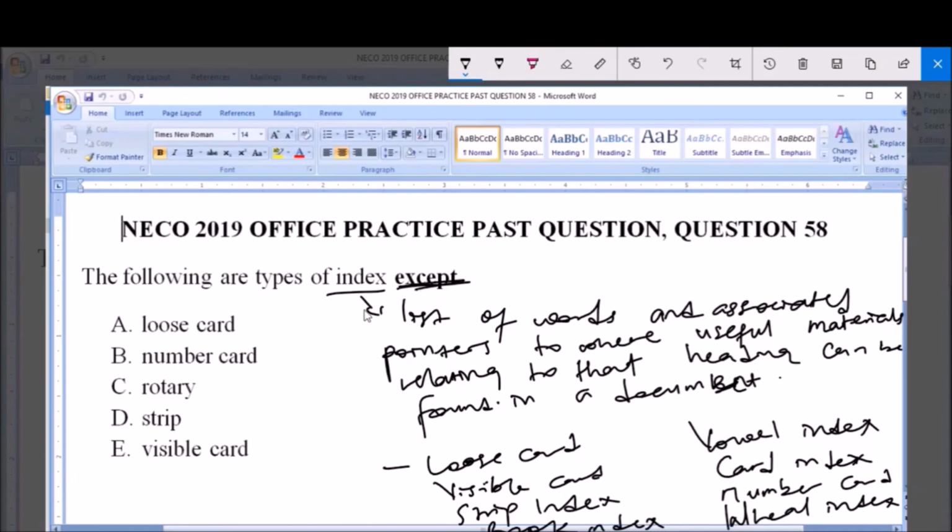And looking from this, you see that option C, rotary, is not a type of index, because we have the loose card index, the number card index, the strip index, and also the visible card index. So rotary is not a type of index, and that is the answer to this question.